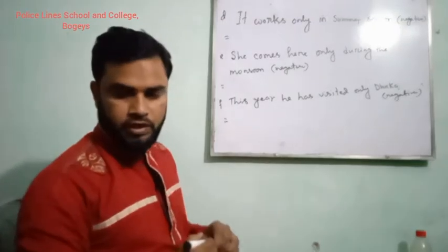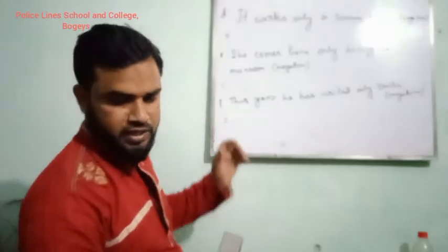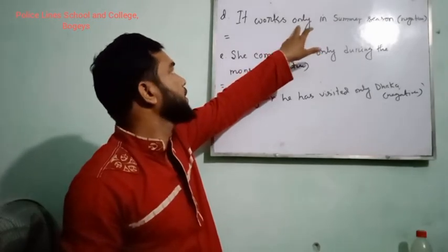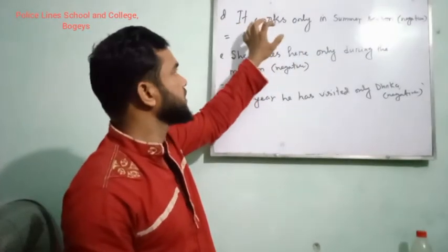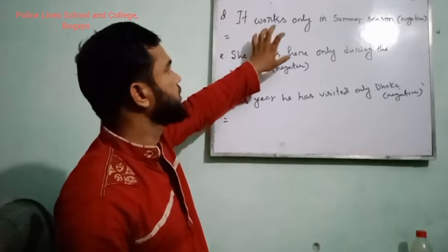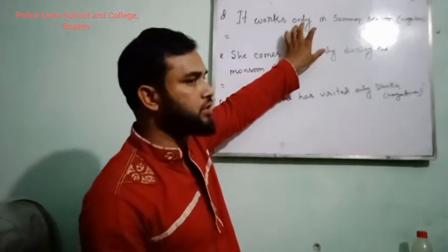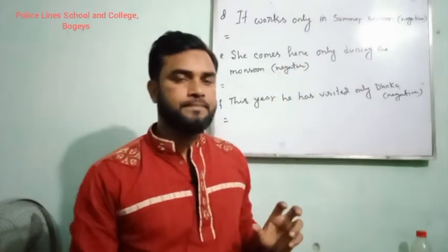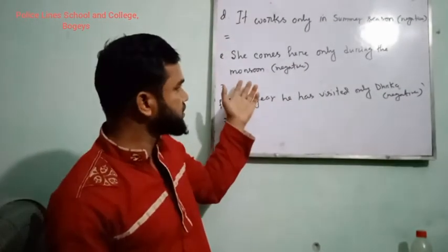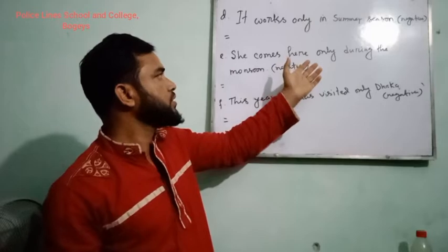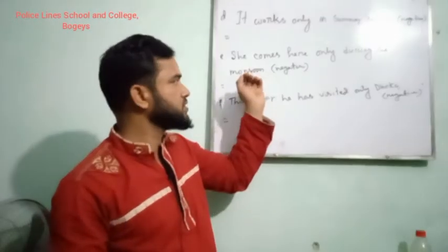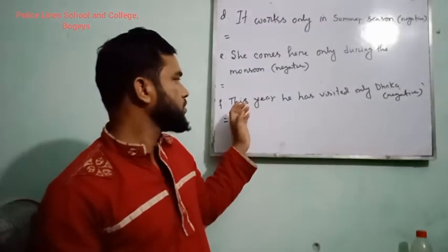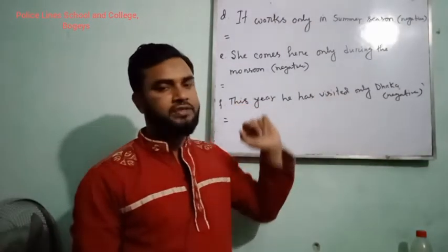Here we can see that in sentence D, the word only indicates a time, and in the next sentence the word only also indicates a time, and last of all, the word only indicates a place.